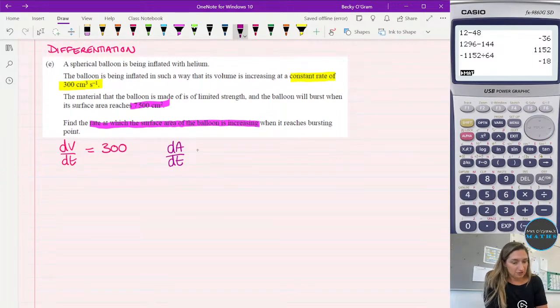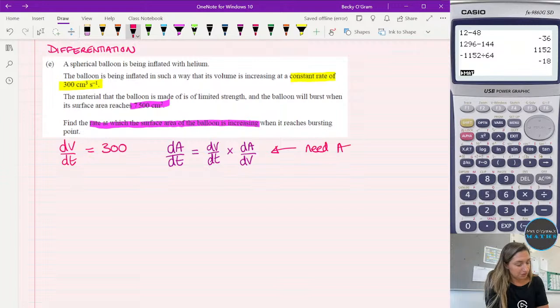So dA by dt is the thing I want to work out. Starting with dV by dt, what would I need to multiply it by? Well, I need to introduce dA, and I need to cancel out dV. So that chain rule there would give me dA by dt. So this tells me I need a formula for A in terms of V.